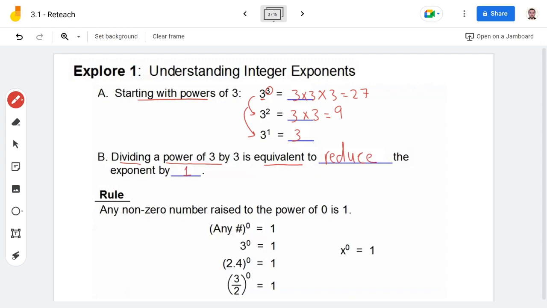Now we have a rule here that I told you: a non-zero number raised to the power of 0 is always equal to 1. So any number to the power of 0 is equal to what? 1. Any number to the power of 0, also a fraction, I told you is equal to 1. x to the power of 0 is equal to 1.